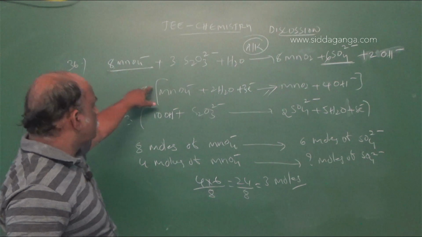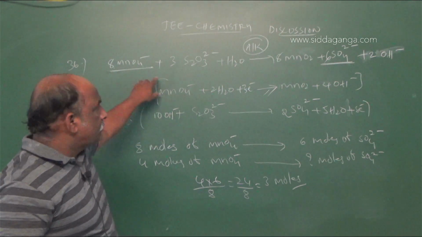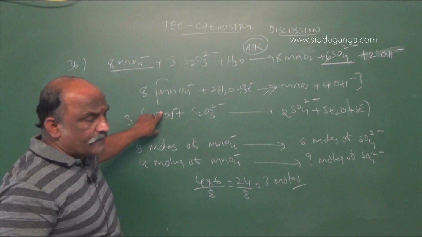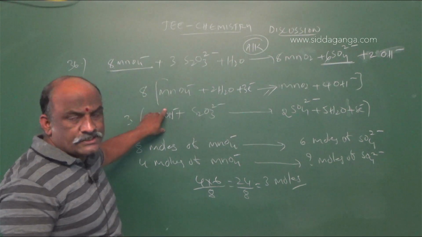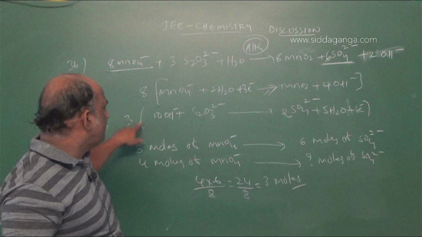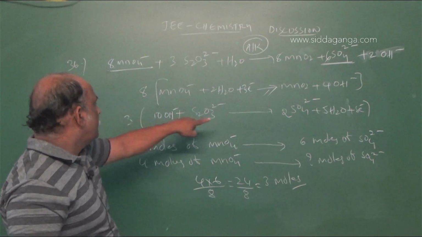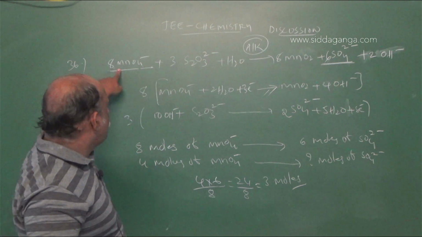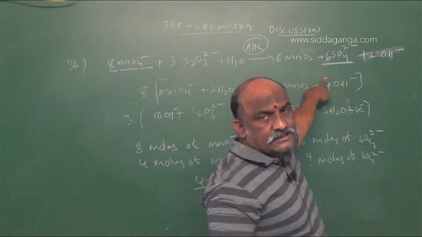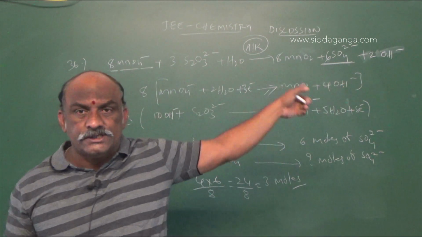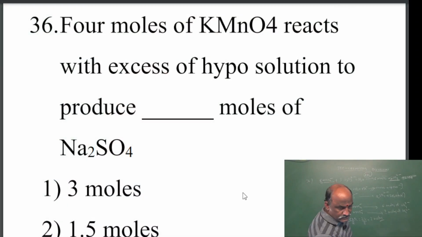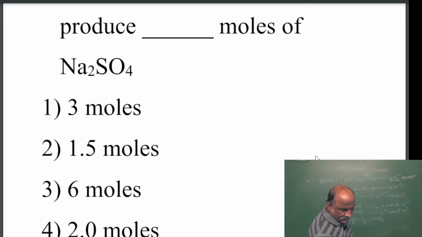This is the balancing process, the half reaction method. This is a half reaction, reduction, and this is also a half reaction, oxidation. Multiply with 8 and with 3, and add both. You will get this equation. From this you have to pick the MnO4 minus and SO4 2 minus relation. 8 moles produce 6 moles, so 4 moles produce how much? The answer is the first option, 3. 3 is the right answer for the question. Next, 37.